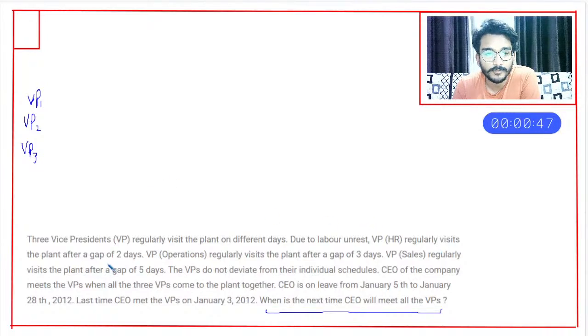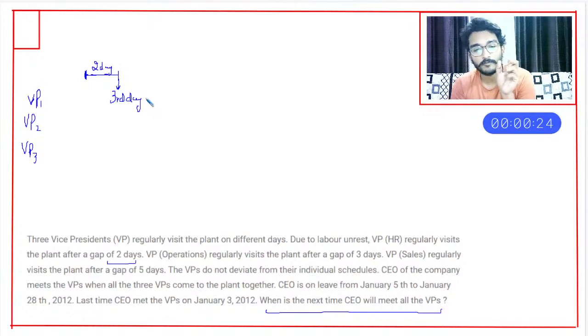He will visit after a gap of 2 days. Like there is a gap of 2 days in between two meetings or visits. If he comes today, then after a gap of 2 days, he will come on the third day. So a gap of 2 days means he will come after 3 days, such that there will be a gap of 2 days in between.